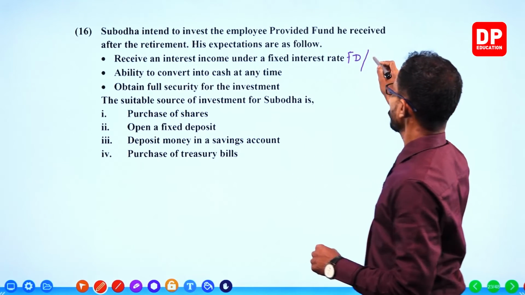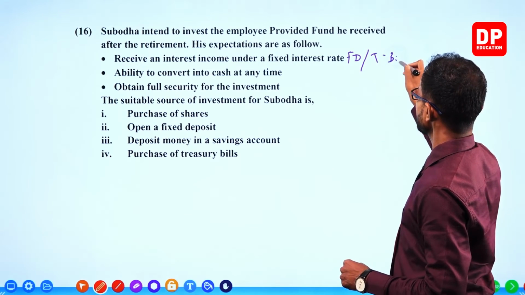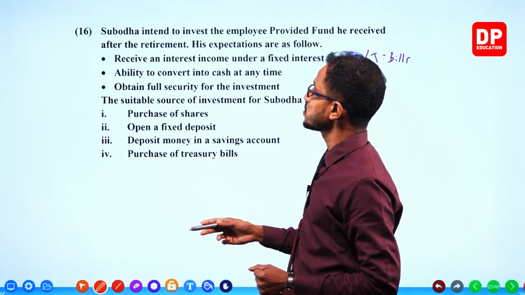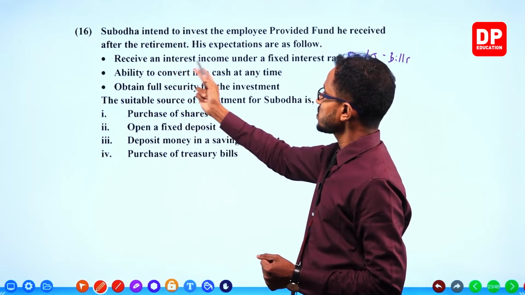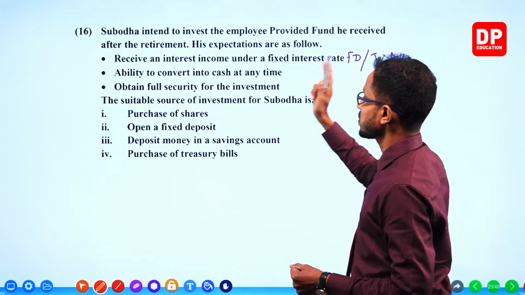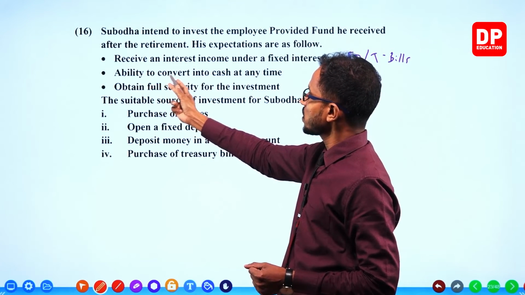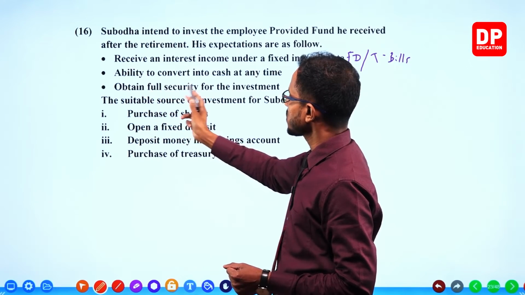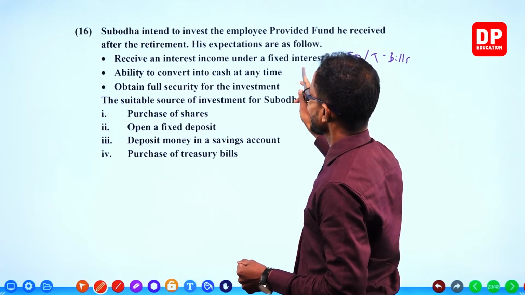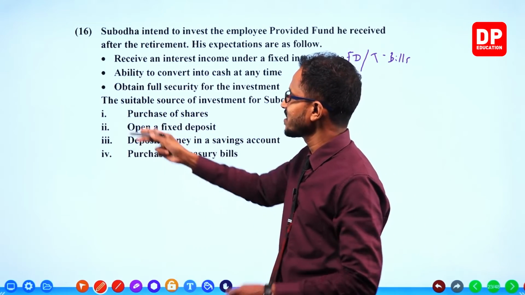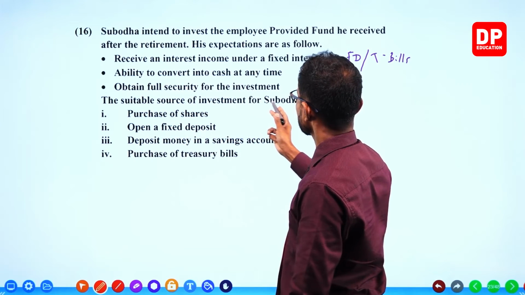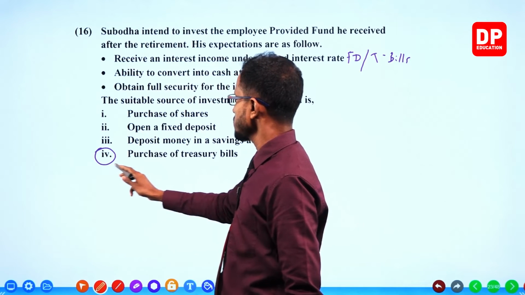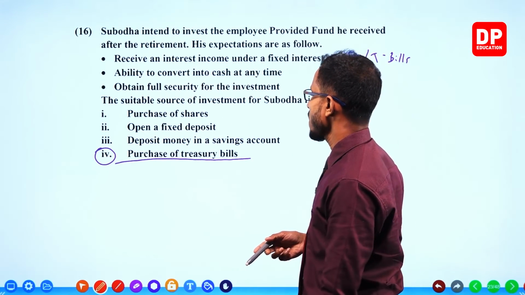T-bills. You know what T-bills are, right? Only those two you can use. Interest income under a fixed interest rate. Ability to convert into cash at any time. Obtain full security for the investment. They are talking about T-bills. The suitable source of investment for Subodha is purchasing of treasury bills.